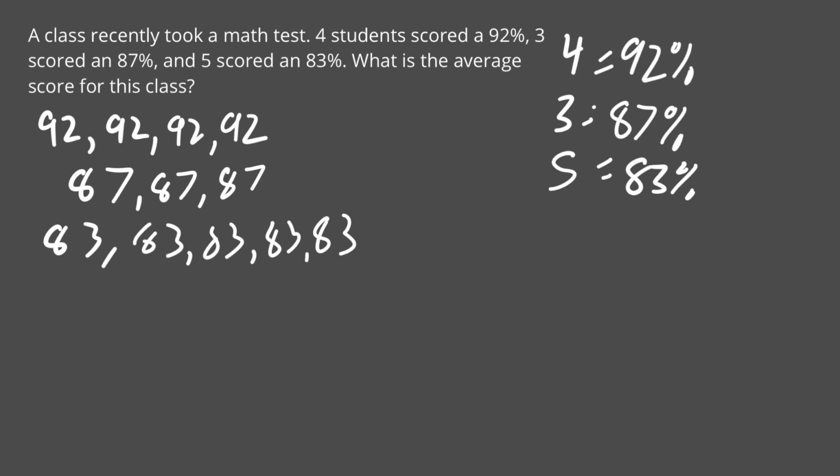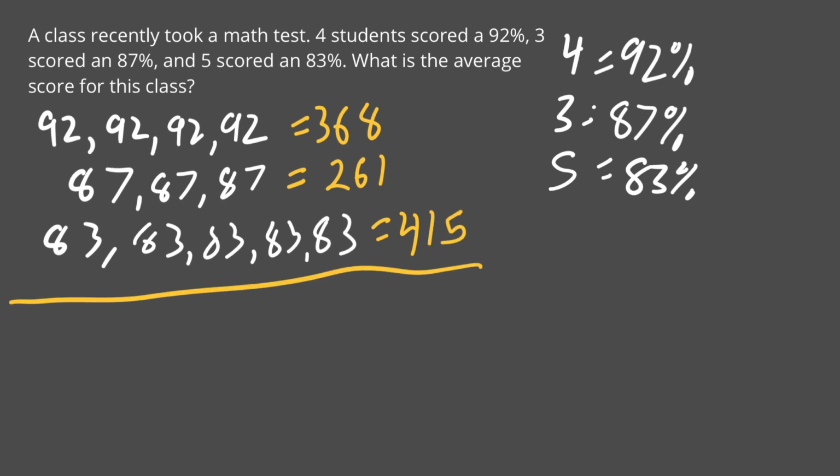We need to add them all up to find the sum and then divide by the count. So if we were to add up all 4 of the 92s, that would give you 368. If you were to add up all of the 87s, that would give you 261. And if you were going to add up all the 83s, that would give you 415. Now we can add all 3 of those together to give us a grand total of 1,044. So that's our sum. Now let's figure out the count.